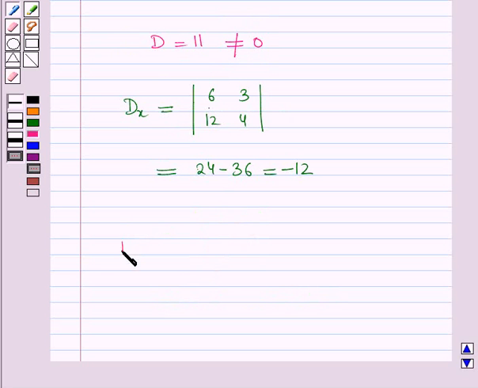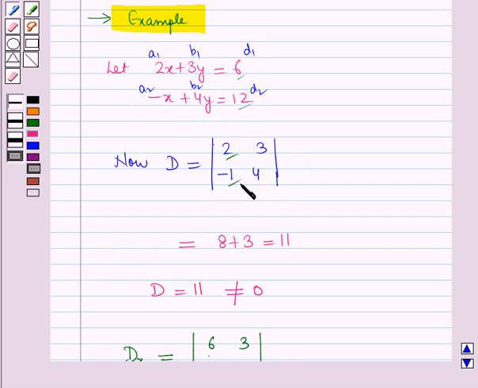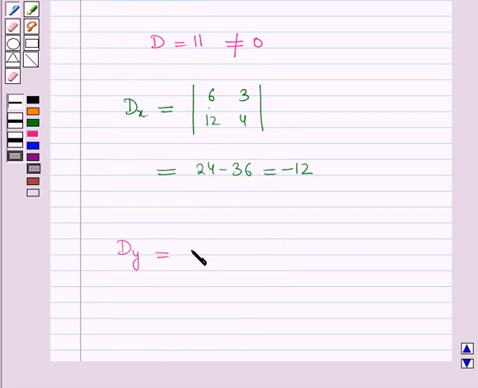And now we will find Dy. In the determinant D, we will replace the coefficients of y by the constant terms d1 and d2 to obtain the determinant Dy. So this is equal to the determinant with the first row as 2, 6 and the second row as minus 1, 12, which is equal to 24 plus 6, which is equal to 30.